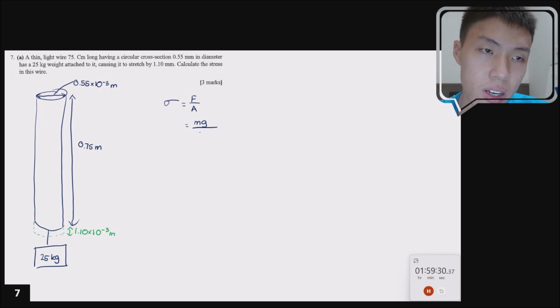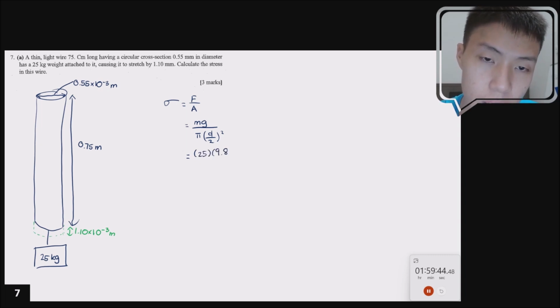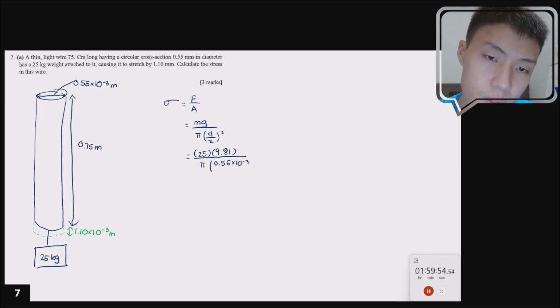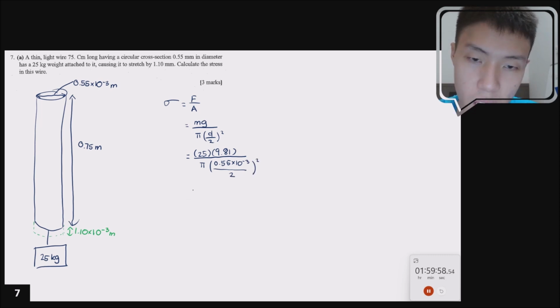Then for your area, you have the diameter. To get area is pi d over 2 squared. So mass is 25 kg, times 9.81, pi, diameter is 0.55 times 10 to the power of -3, divide by 2 to get the radius first, then after that we'll square it.